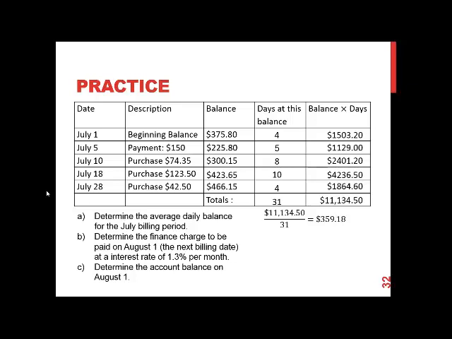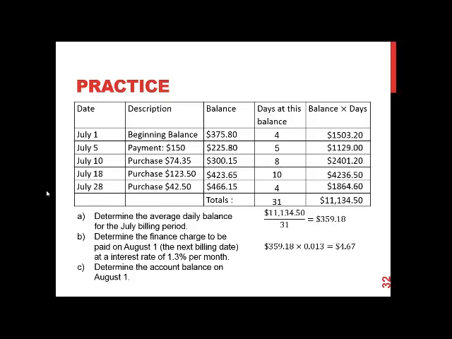Determine the finance charge to be paid on August 1st at an interest rate of 1.3% per month. We can use simple interest again. We've got $359.18 as our average, times 1.3% times 1 month gives us $4.67.